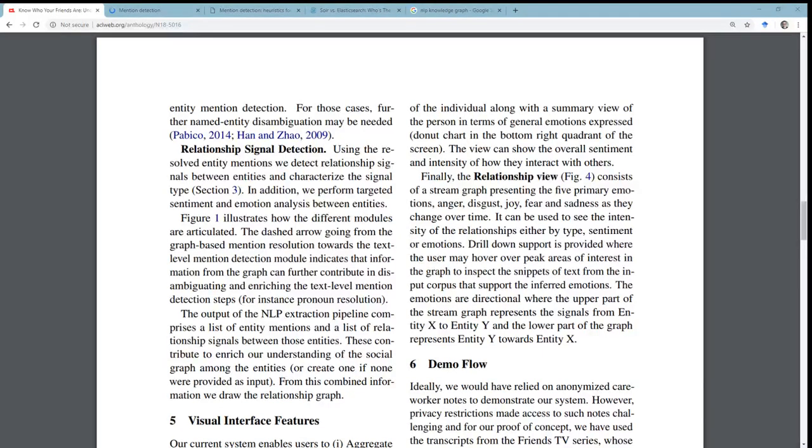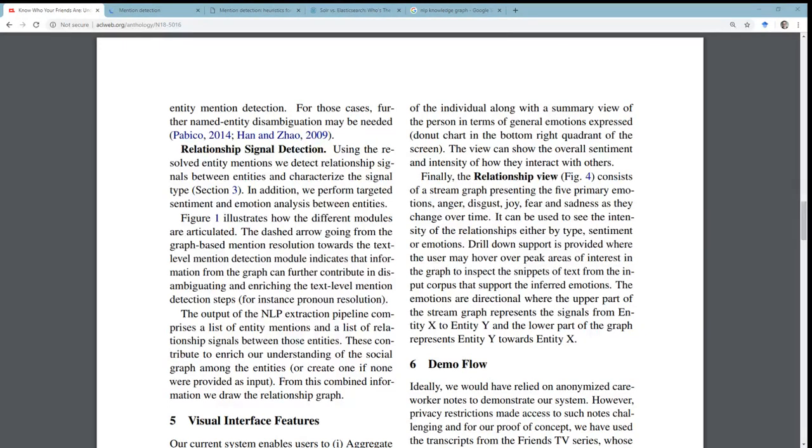Finally, the relationship view, figure 4, consists of a stream graph presenting the 5 primary emotions, anger, disgust, joy, fear, and sadness, as they change over time. It can be used to see the intensity of the relationship either by type, sentiment, or emotions. Drill down support is provided where the user may hover over peak areas of interest in the graph to inspect the snippets of text from the input corpus that support the inferred emotion.